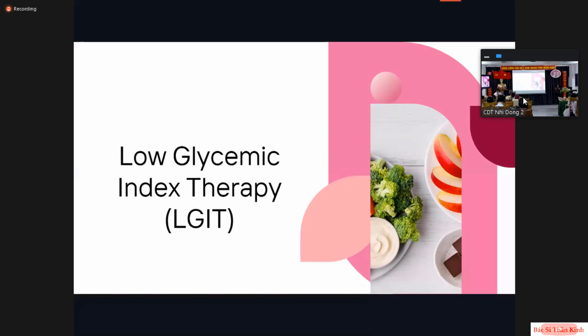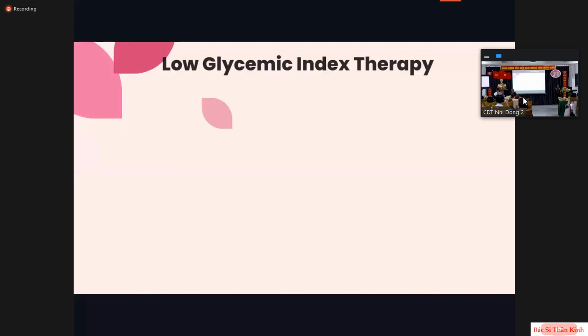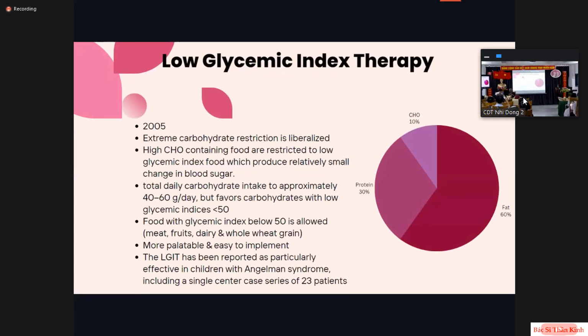Last but not least is the low glycemic index therapy. Also introduced in 2005, where extreme carbohydrate restriction is now liberalized. So high carbohydrate containing food are restricted to low glycemic index food, which produces a relatively small change in the blood sugar. The total carbohydrate intake is approximately 40 to 60 grams, but they prefer food with a low glycemic index of less than 50. It's more palatable, easier to implement, and there are reports of the use of diet in children with Angelman syndrome.